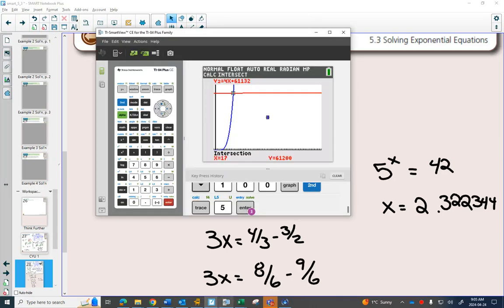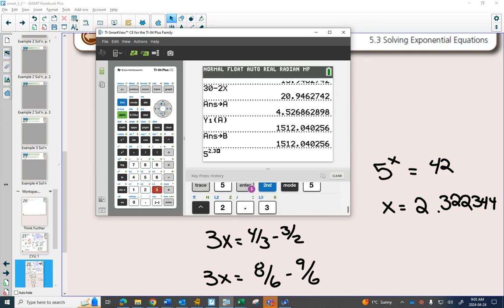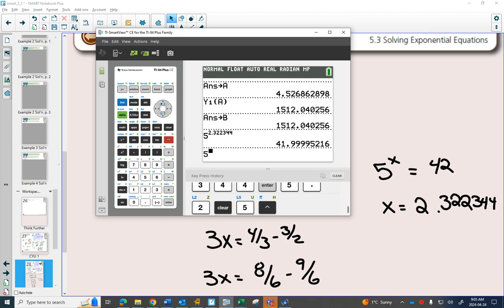Try it right now. If we go to our calculator and we do 5 to the exponent of 2.32234, how close is that? 41.99999. Oh, so close. Maybe it should be a little bit more. Oops. Did you memorize that number? No, I use my calculator with logarithms because I know how to use them. We're going to learn how to use them. But right now, I'm pretending I'm just guessing and checking. 2.322344. I want it a little bit bigger.